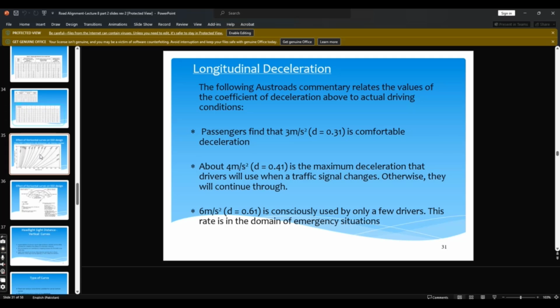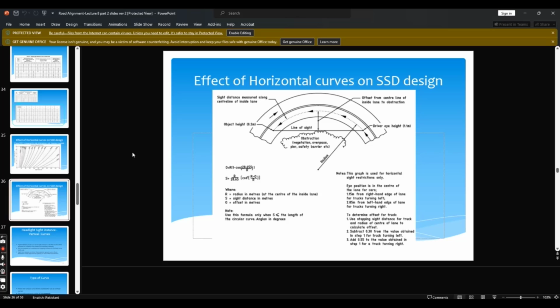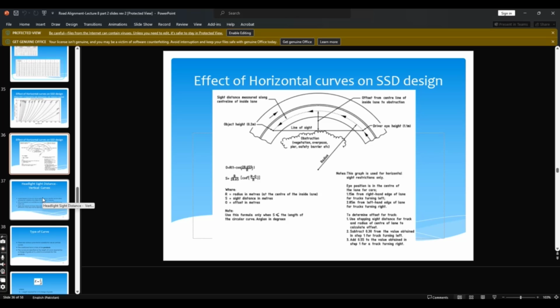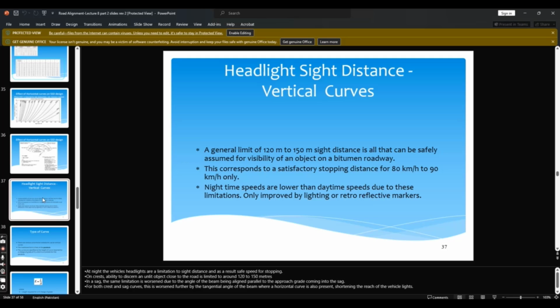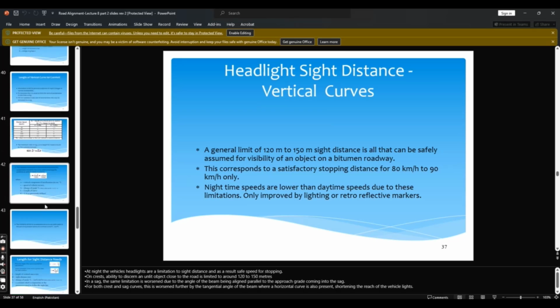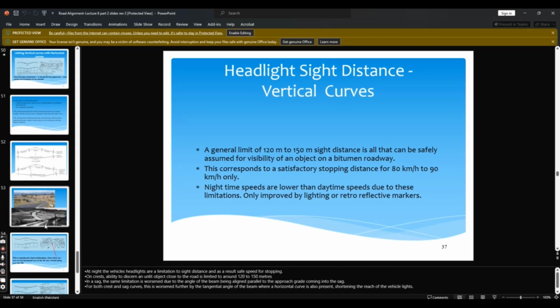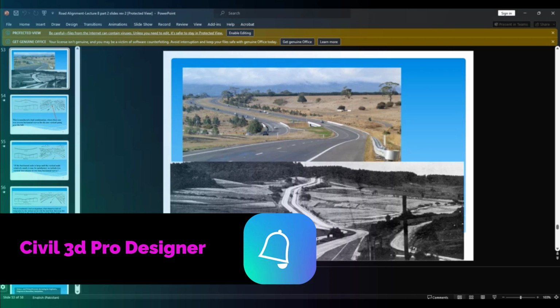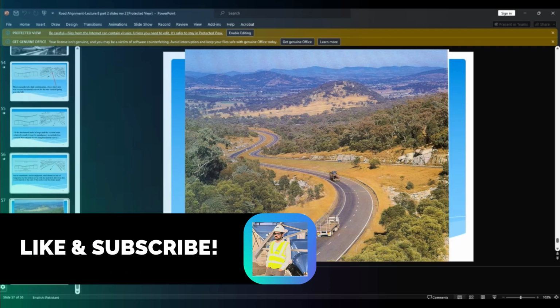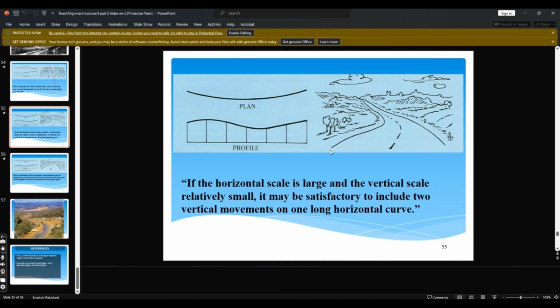Longitudinal declarations, you can see these. Every equation will be considered. Headlight sight distance, vertical curves. A general limit of 120 meters to 150 meters sight distance is all that can be safely assumed for visibility of any object on bitumen. So you can study all these slides to clear your concept of vertical and horizontal curves in road design.